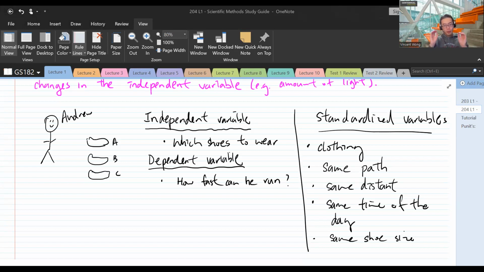Okay, so are we better with this independent, dependent, and standardized business? Any other questions before we move on? I guess so. Okay, I'm going to give you a quick 5-minute break just to recoup, and when we come back in 5 minutes, at 1:45, we'll do some more practice together. Okay, see you in a bit.